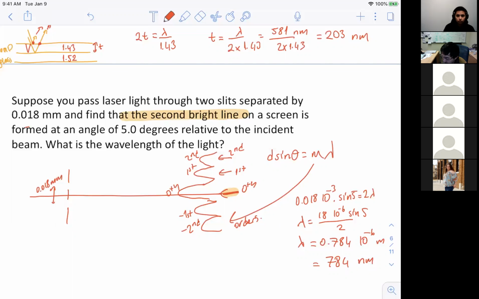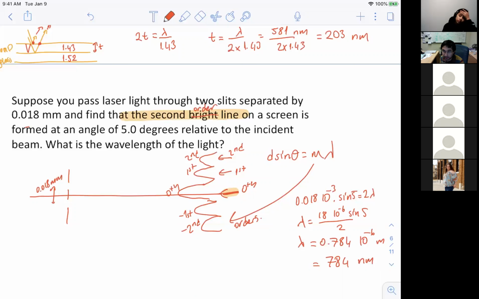Actually, that's a good question. Yeah, the question is not very clear on that, but I assume m equals 2 as a second order. If it says a second order, it's going to be clearer. Because the 0th order happens at the center. You have first, and the second order, and m is 0.